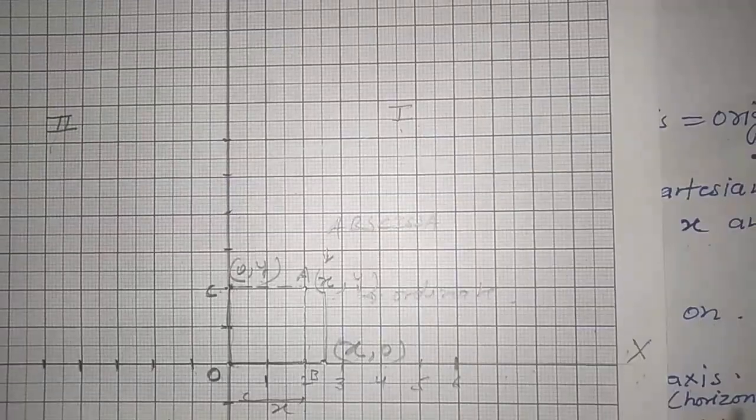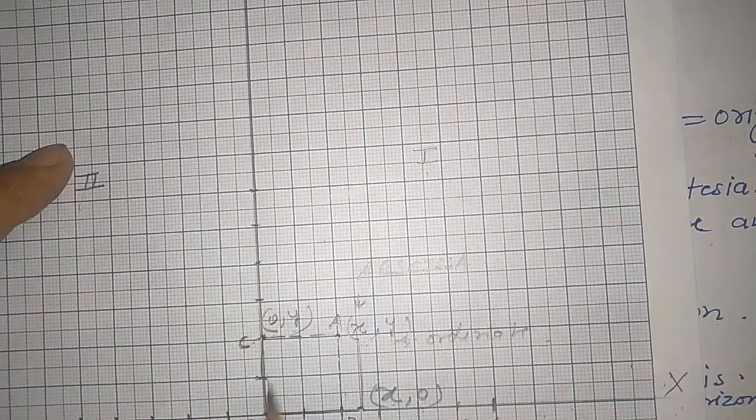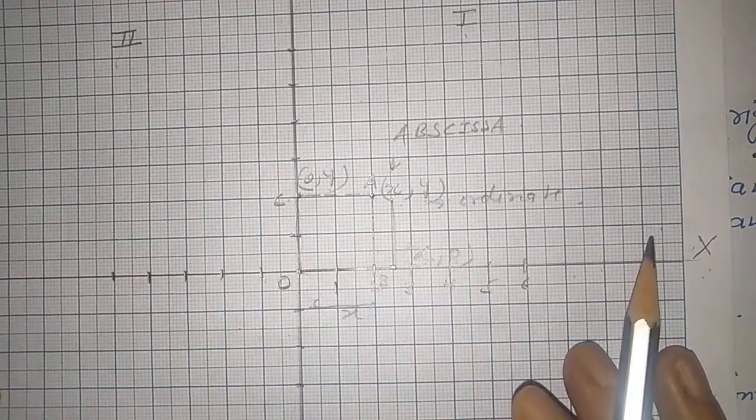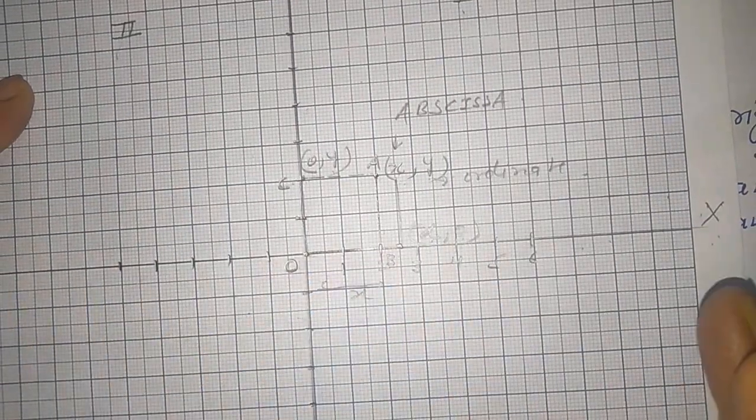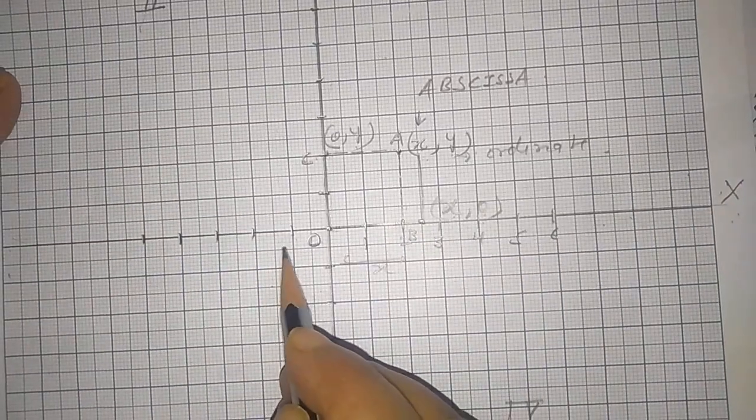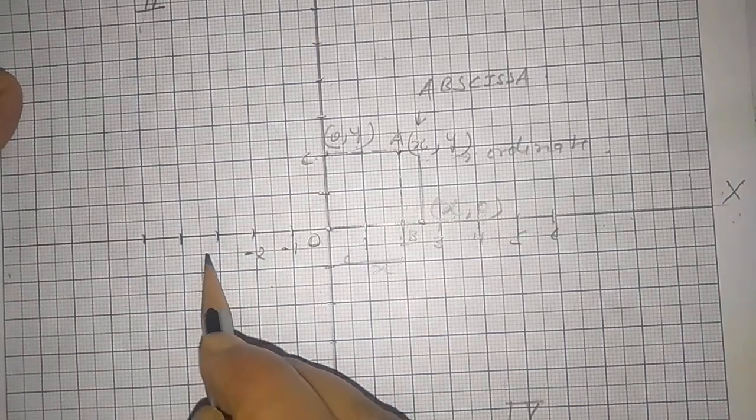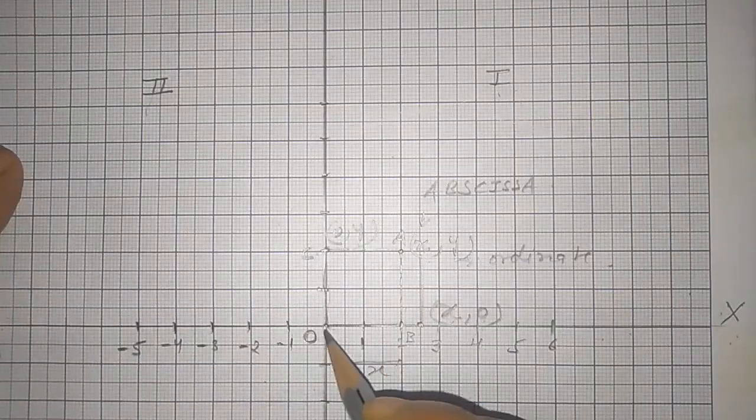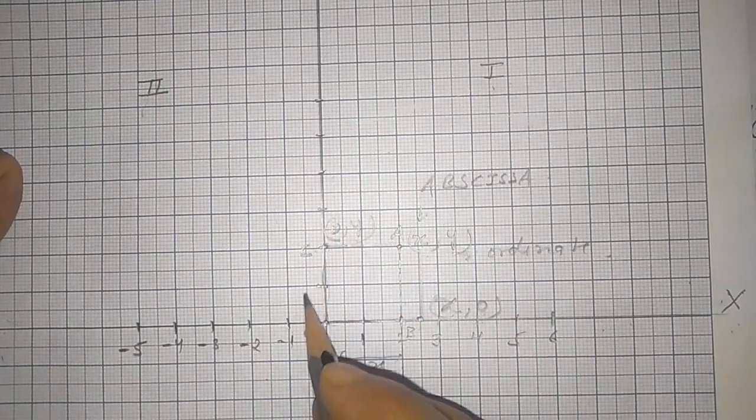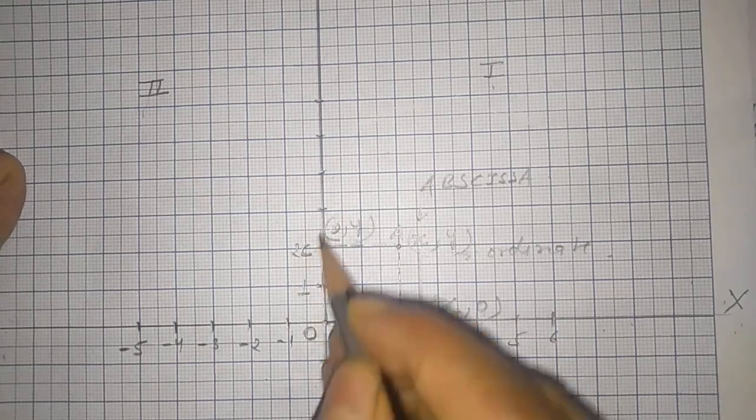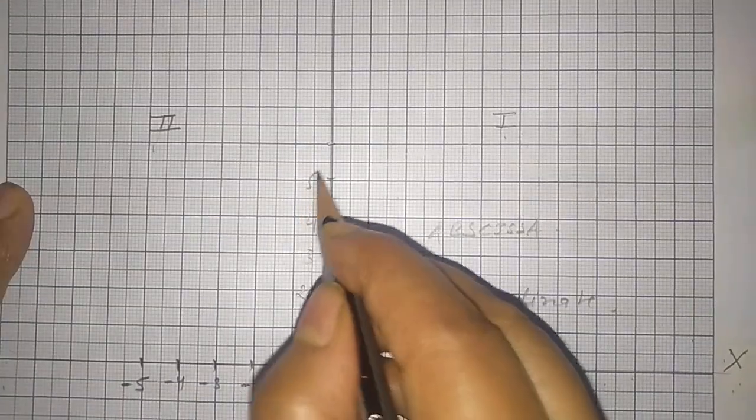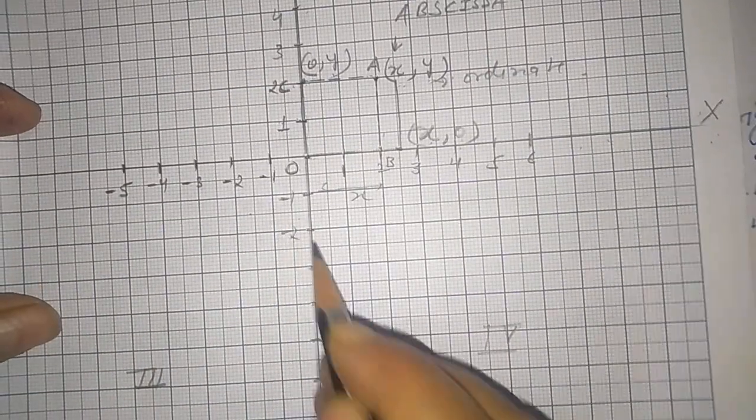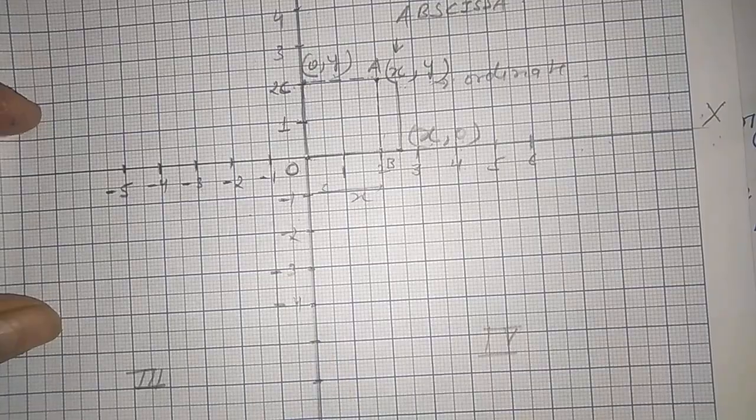Now in this first quadrant, all values will be positive. Just consider this like the number line. This is the origin. The right side of this is all positive, and the left side is all negative: -1, -2, -3, -4, -5. And above this it is positive 1, 2, 3, 4, 5, 6. And below this it is negative -1, -2, -3, -4, like this.